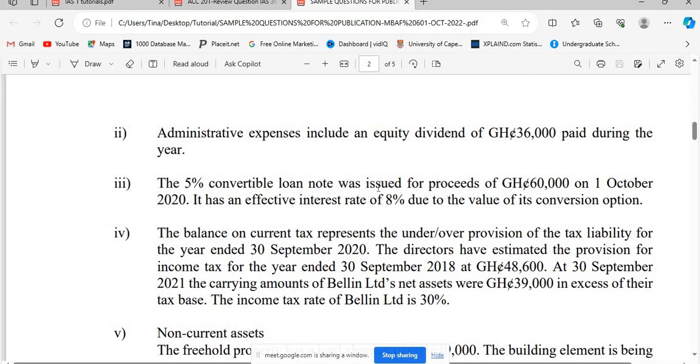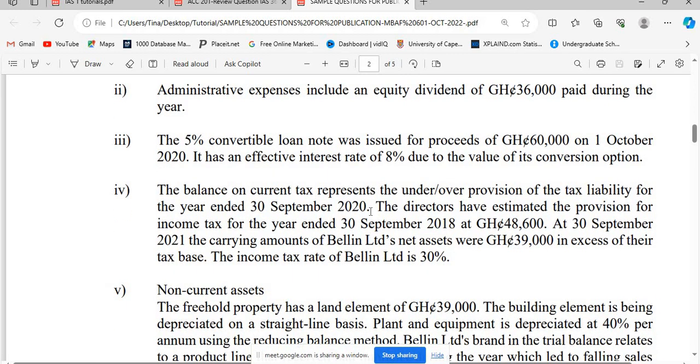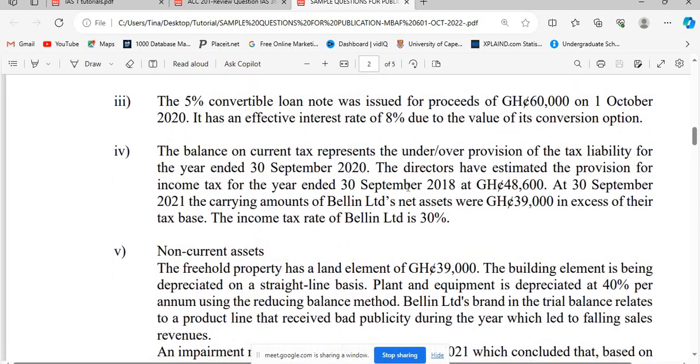Fourth, the balance on current tax represents the under... Hello? Yes, sorry, please, moderator, my network was messing up. Have you started with the calculation? No, we haven't started. We are reading the question. Okay. Hello, Prince. Yes, I'm listening. Please kindly engage us. Some of the questions, let us read. Thank you very much. All right, so let me finish with it.